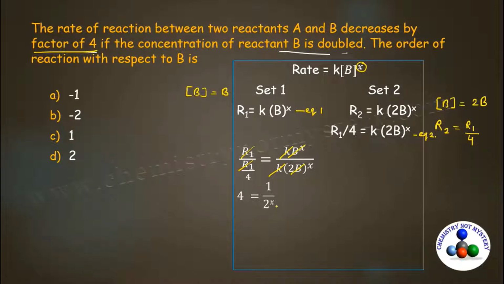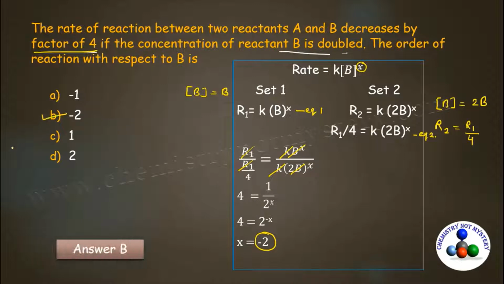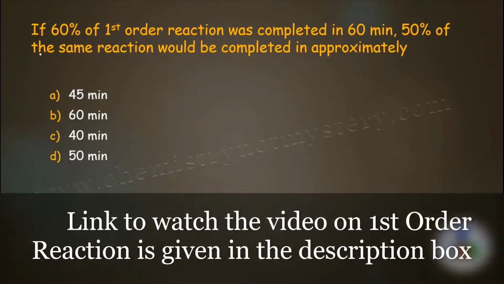So you can rewrite this equation as 4 is equal to 2 raised to the power minus x. Now you can find the value of x. So here the value of x will be minus 2. And the option B will be the right option for this question. Now come to the next question.